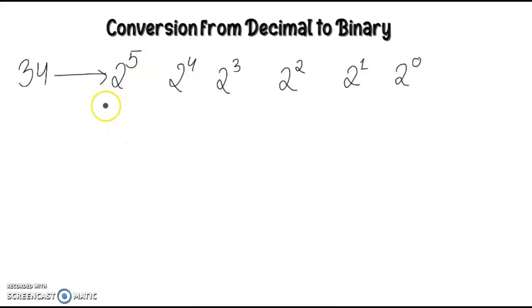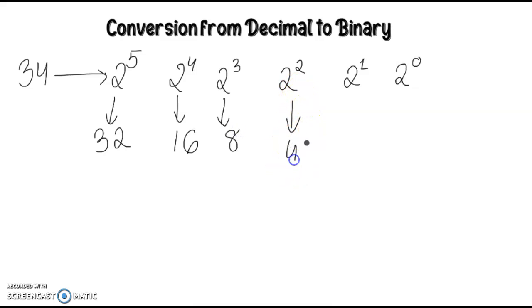2 to the fifth power is 32, 2 to the fourth power is 16, 2 to the third power is 8, 2 to the second power is 4, 2 to the first power is 2, and 2 to the 0th power is 1.